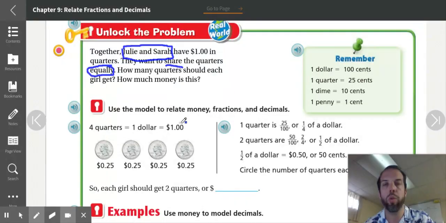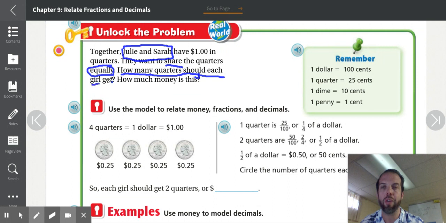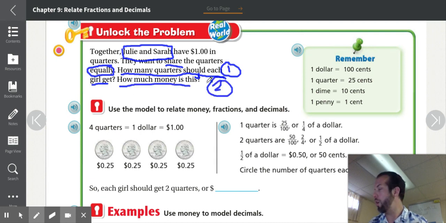So Julie and Sarah have $1 in quarters. How many quarters should each girl get? That's our first question, so I'm going to put a number 1. Make sure I answer both. And how much money is this? That's question 2. So I have 2 questions here. I want to make sure I answer both.